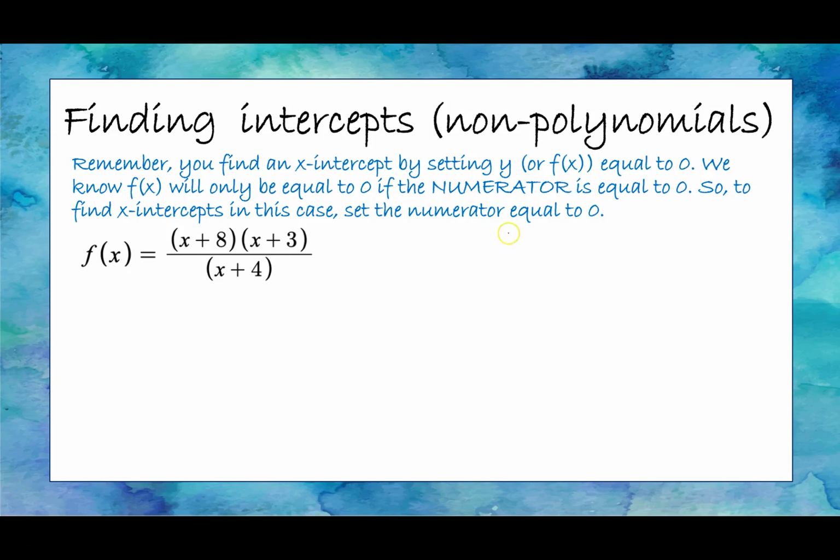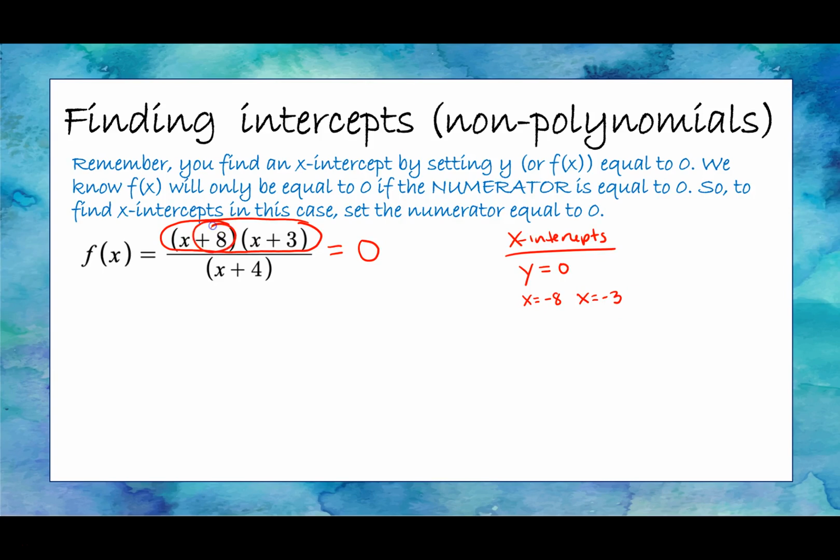Okay, so let me write this as a reminder. X-intercepts are when our y, or our f of x, is equal to 0. Meaning we're trying to get this whole fraction to be equal to 0. And we know that fractions are equal to 0 when the numerator is 0. So when will our numerator be 0? Well, that will be when x is equal to -8 and when x is equal to -3.